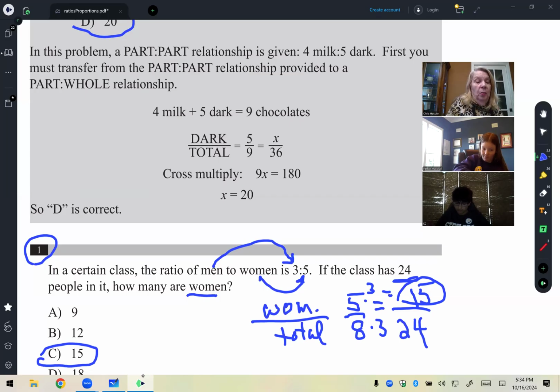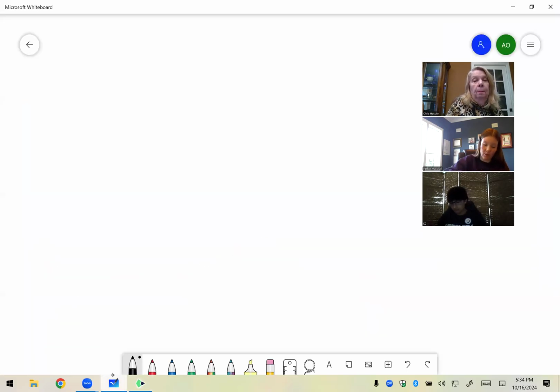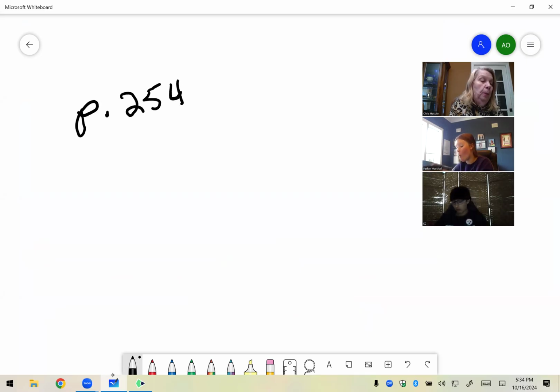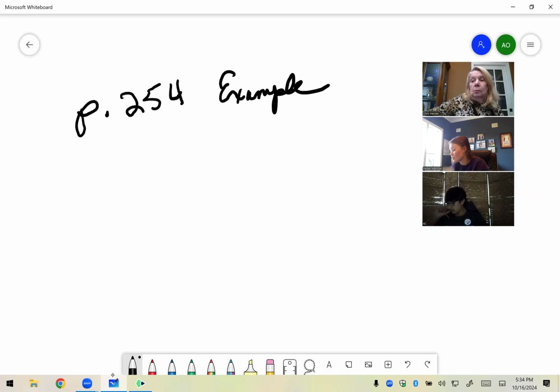So we're going to go to a book problem. I'm going to go to page 254, looking at the example in gray. And so these will sort of be sprinkled throughout your test.